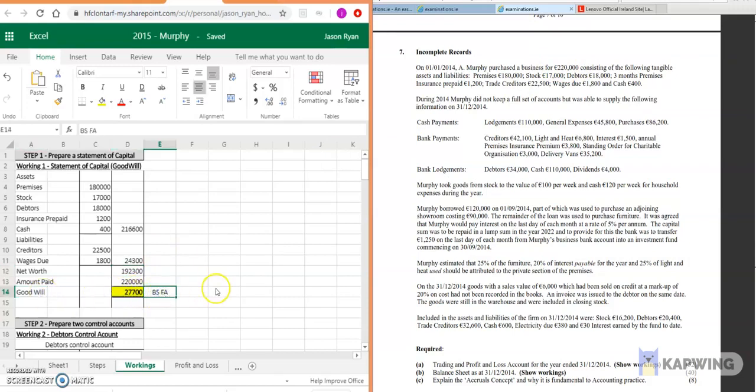And that goodwill goes in your balance sheet underneath your fixed assets section. So it's your net worth, take away the amount that you paid for it. That's the difference, and that difference is your goodwill.